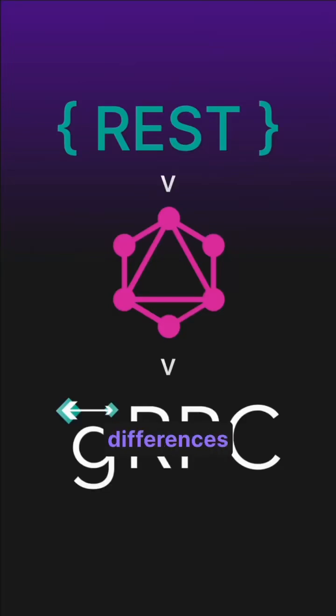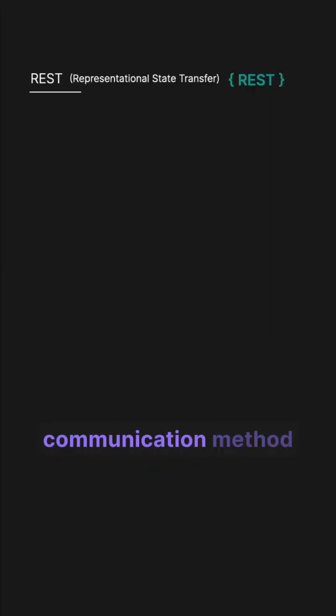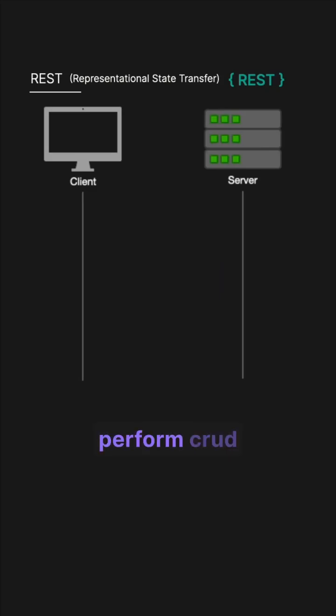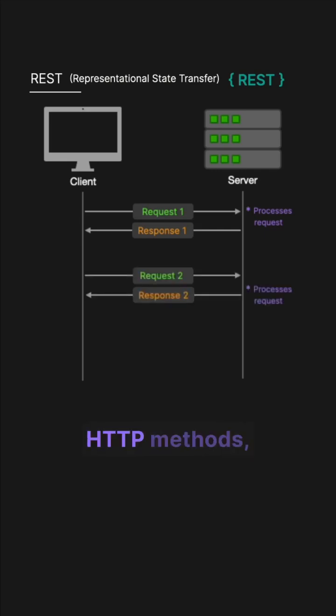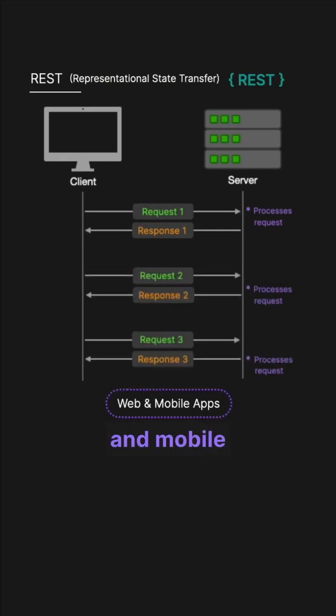So what are the key differences between REST, GraphQL, and gRPC? A REST API is a web communication method that uses HTTP to perform CRUD operations on resources based on stateless communication between client and server and typically uses standard HTTP methods, and it's great for web and mobile applications.